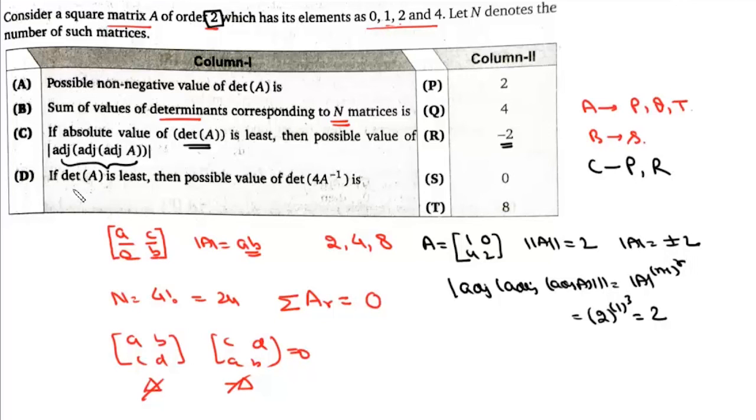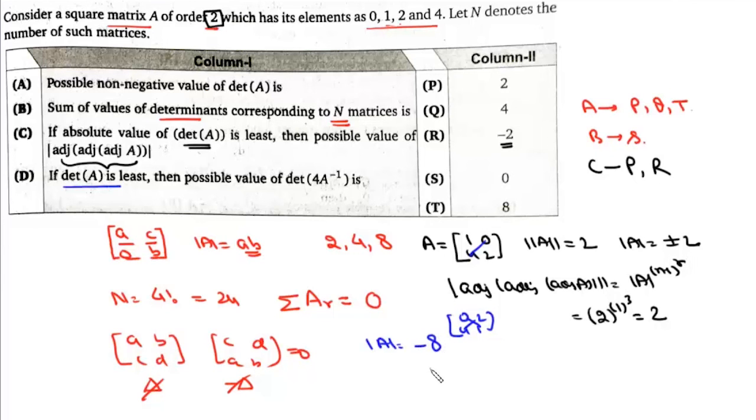And then D is, if determinant of A is least, then possible value of determinant of 4A inverse. Now least value of this determinant, it'll be when you have 4 and 2 here. So it'll be 0 and 1 in any configuration and 4 and 2 in any configuration along these two diagonals. So its minimum value will be -8.